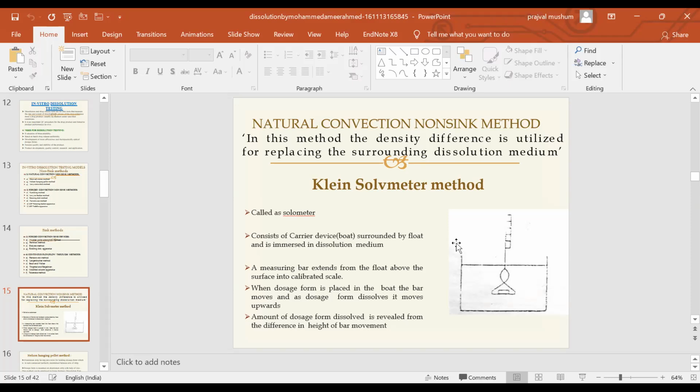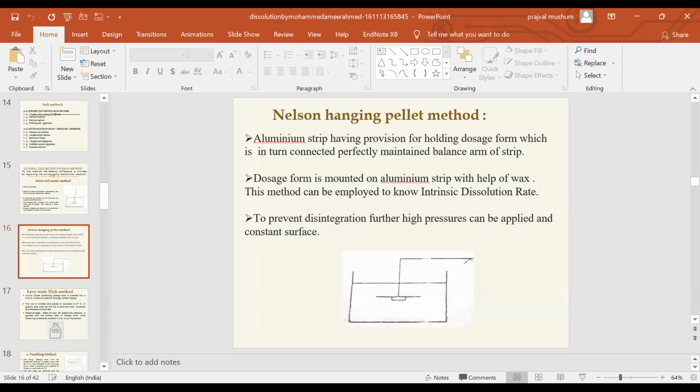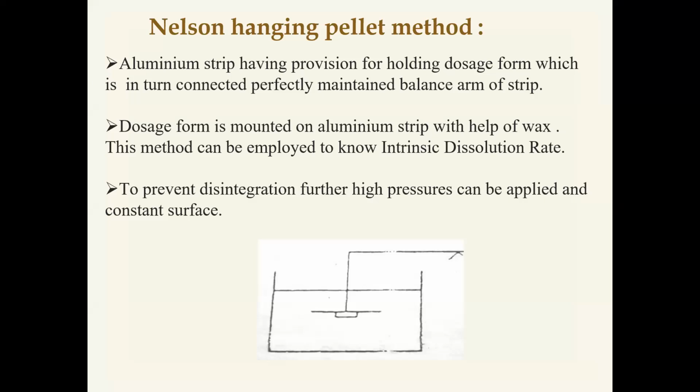So this is the first one, solvometer method. Next one, Nelson hanging pellet method. So in the Nelson hanging pellet method, this method is developed by Nelson. The name itself indicates the Nelson hanging pellet method. The scientist is called Nelson. This method is developed by Nelson.